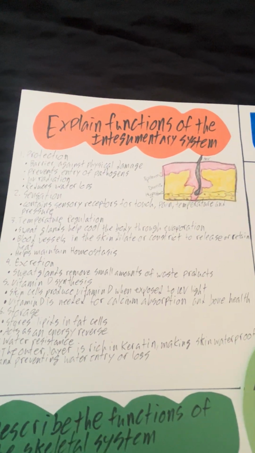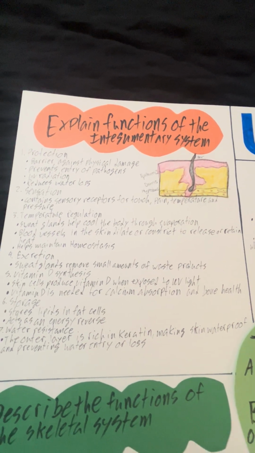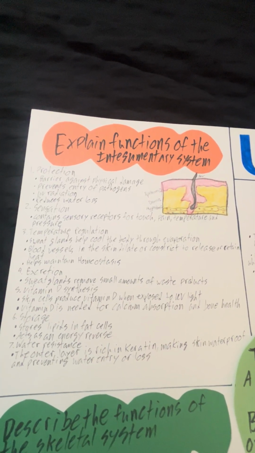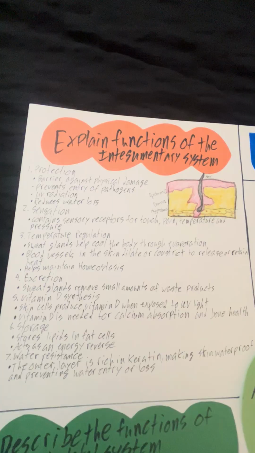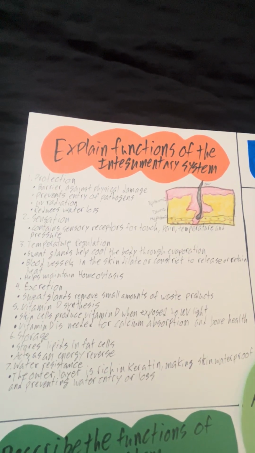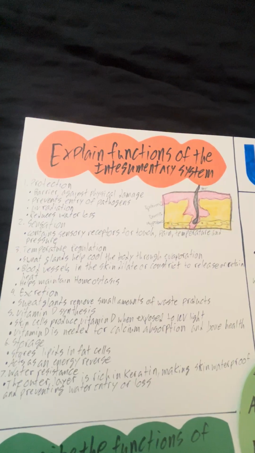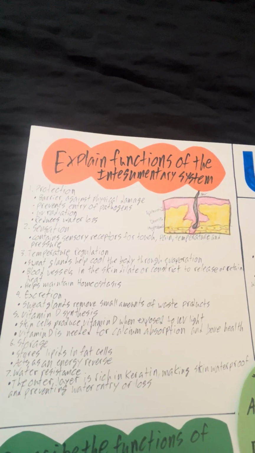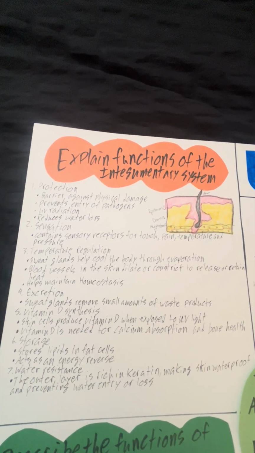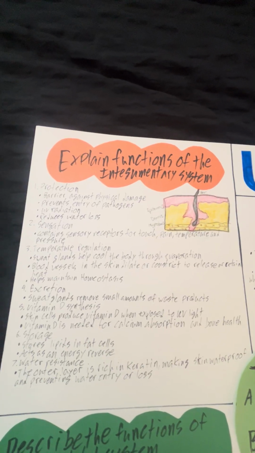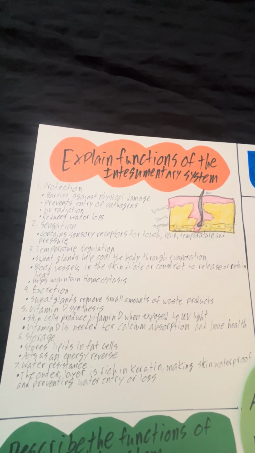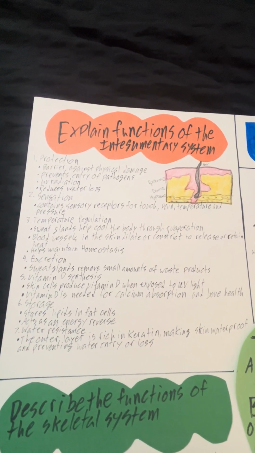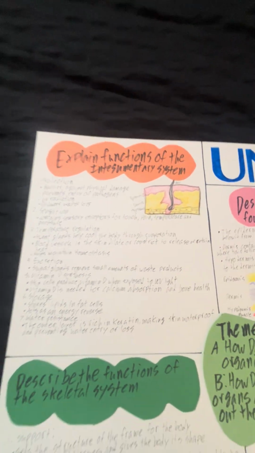My first target was explain the functions of the integumentary system. The integumentary system does many things. It protects, it allows sensation, it recognizes temperature and regulates it. It also excretes sweat to control body temperature. It stores lipids in fat cells, and it also has a water resistance that is rich in keratin and makes the skin waterproof.